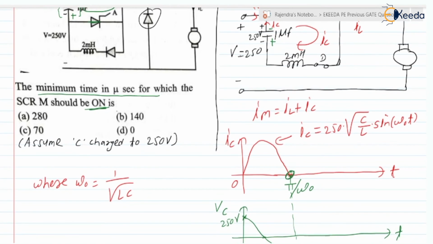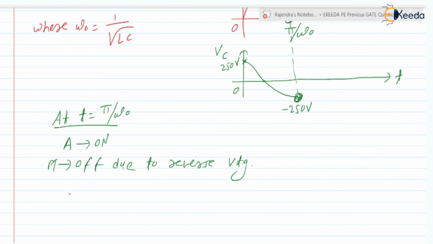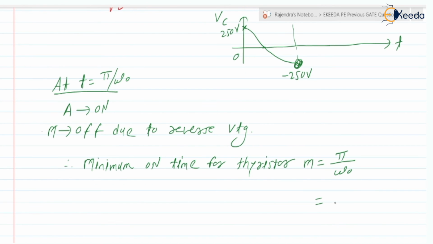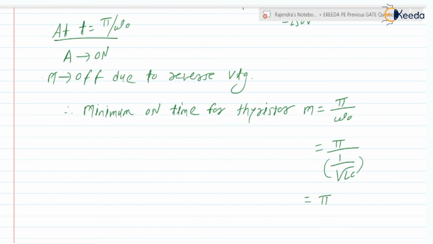Okay. So can we say that the minimum on time for thyristor M is equal to what? Pi by omega 0, right? What is omega 0? It is 1 by root LC. So pi upon 1 upon root LC, so it is pi into root LC. So it is equal to pi into under root L into C.